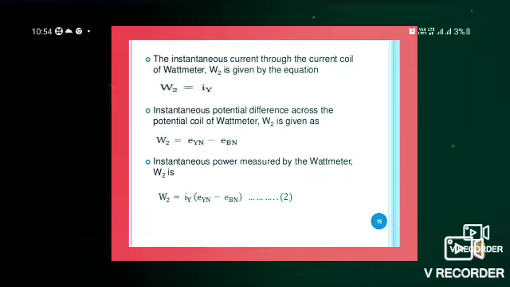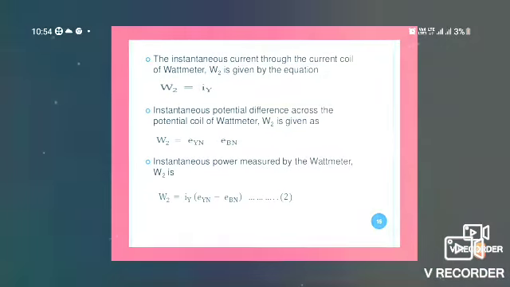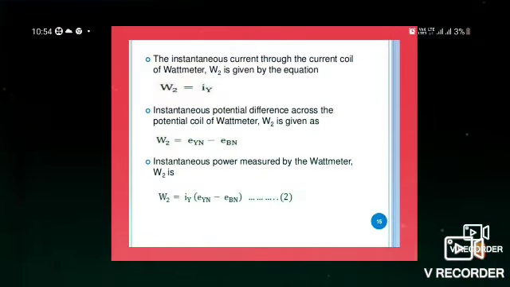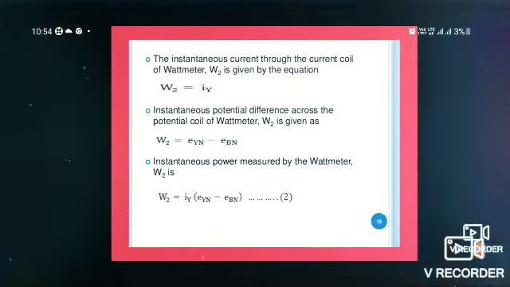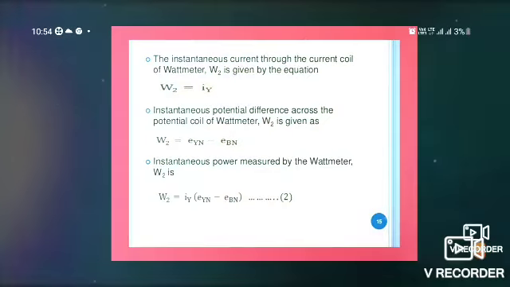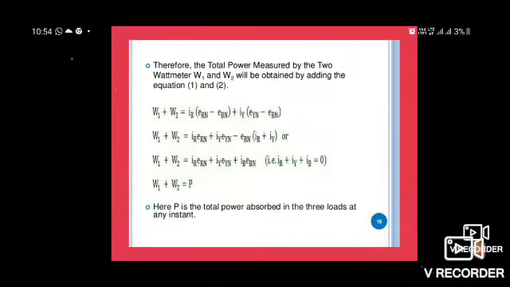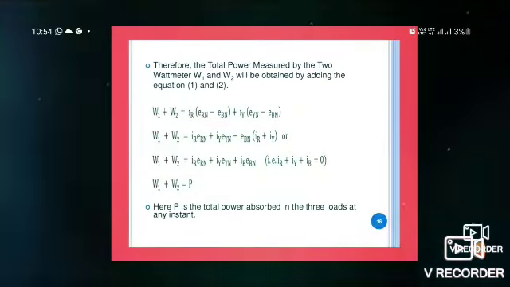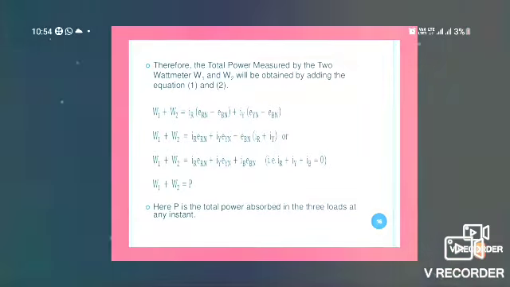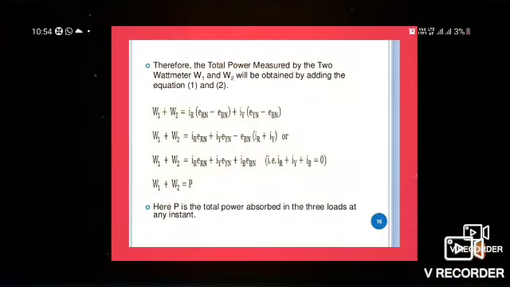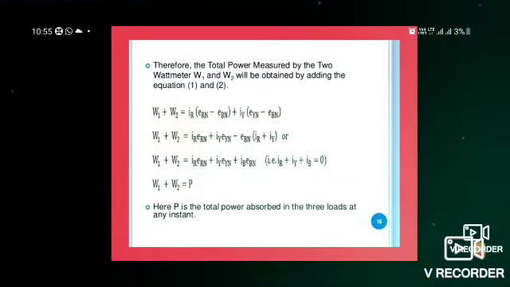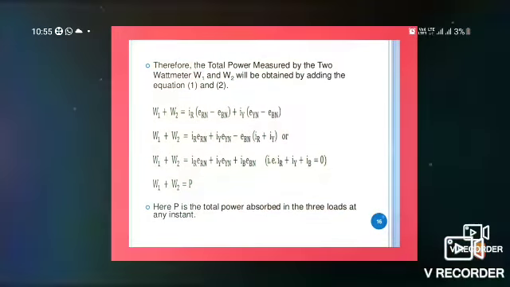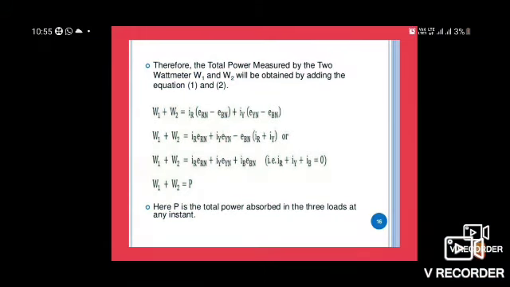Similarly, W2 is used to measure the current IY, and W2 measures the voltage between EYN and EBN. Therefore, the instantaneous power measured by the wattmeter W2 is IY of (EYN minus EBN). The total power measured by the two wattmeters W1 and W2 is obtained by adding equations 1 and 2. Therefore, W1 plus W2 equals IR of (ERN minus EBN), measured by wattmeter 1, and IY of (EYN minus EBN), measured by wattmeter 2.